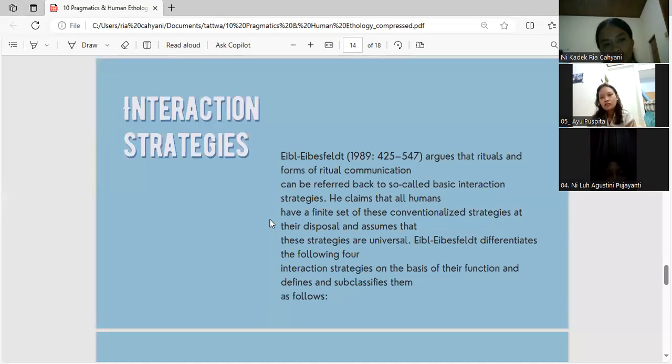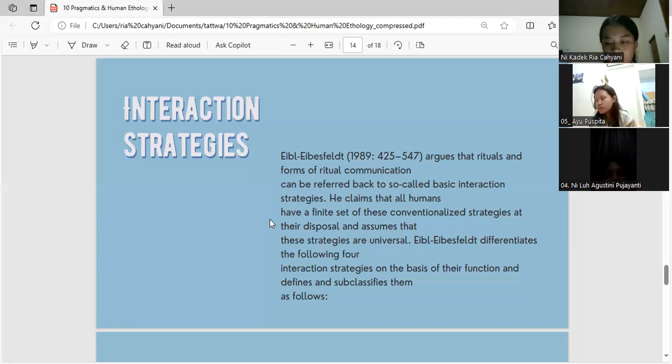And next material, the concept of basic interaction strategies. So according to F.L. Bistifeld, rituals and forms of ritual communication can be traced back to so-called basic interaction strategies. He claims that all humans have a finite set of these conventionalized strategies at their disposal and assumes that these strategies are universal. He differentiates the following four interaction strategies on the basis of their function and defines and subclassifies them as follows.